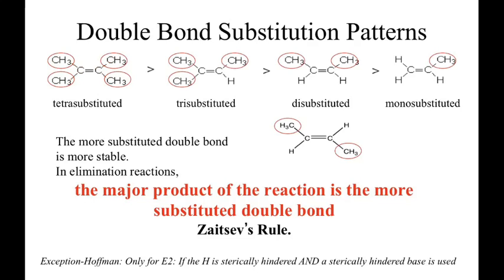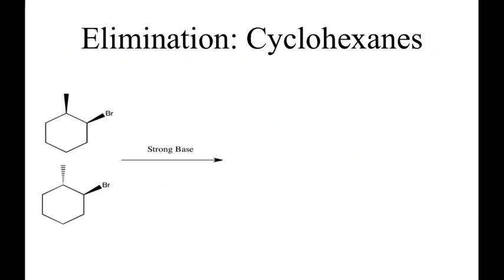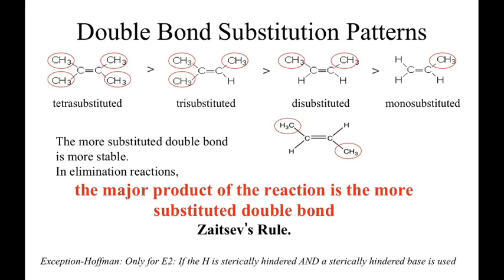So come back here. In an elimination reaction, the major product of your reaction is going to be the more substituted double bond. And this is known as Zaitsev's rule. There is an exception for this. It's only for the E2 elimination, and that is if the hydrogen is sterically hindered. Sorry, if your leaving group is sterically hindered.